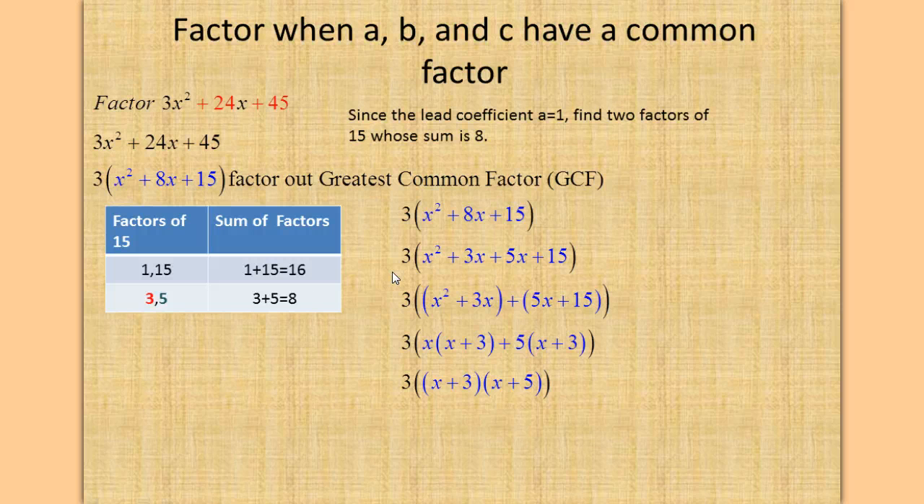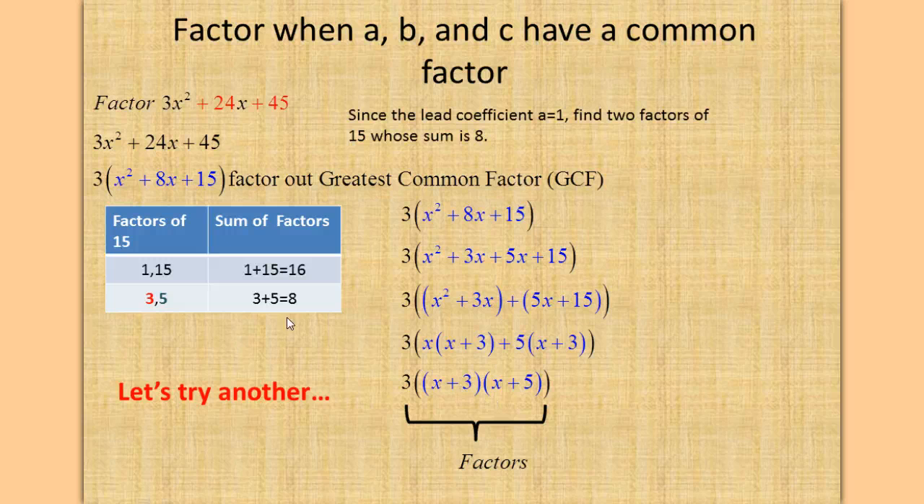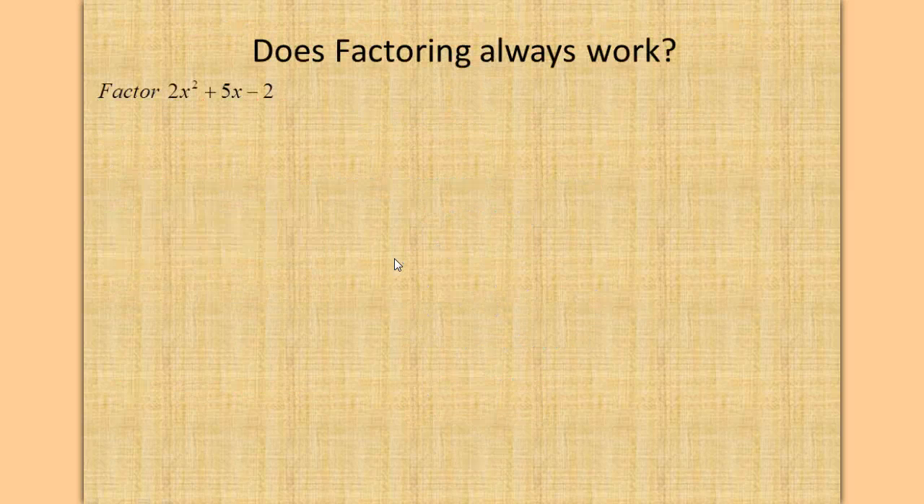Okay. So we insert our m and n right here. We insert our m and n, and then we still have our 3 factored out here. Then we factor out common factors, x times x plus 3, plus 5 times x plus 3. Then we factor out x plus 3 times x plus 5, times 3. And that's our factors, okay? So we did this 2 ways, in 2 methods.